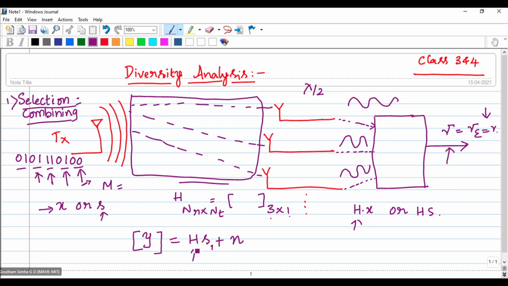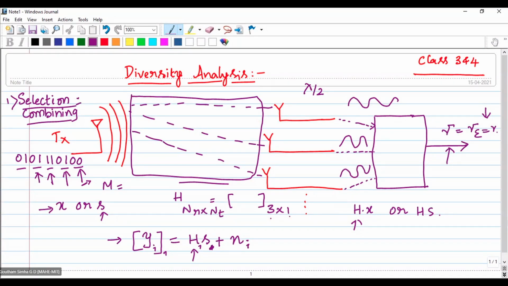Now I'll write it as HiS and then Ni, and this could be Yi. Y is the received vector, H is the channel, S or X is the symbol that is radiated, and N is the additive white Gaussian noise that has been added to the system. This is the fundamental equation that you can think of: Y is equal to Hx plus N, or Y is equal to Hs plus N.